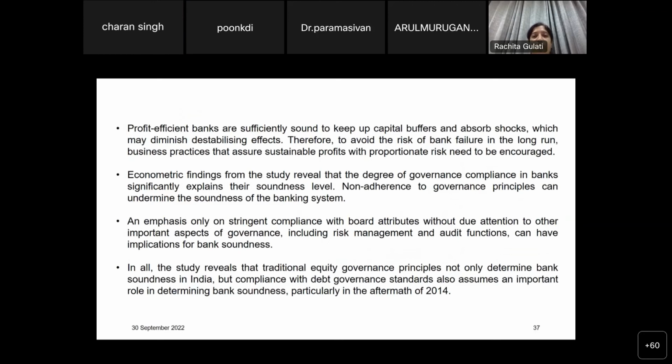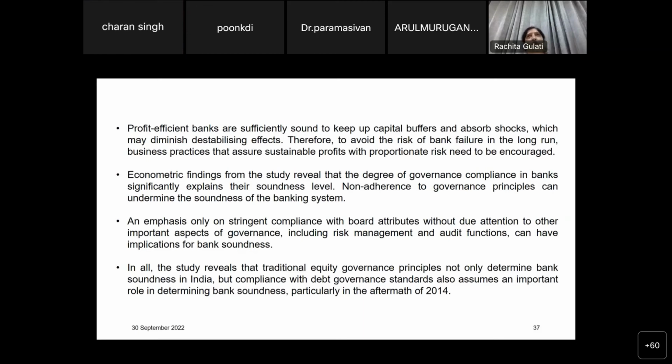Econometric findings related to the linkage between the governance and the soundness reveal that the degree of governance compliance in the banks significantly explains the soundness level, and non-adherence can undermine the stability. An emphasis only on the stringent compliance with the board attributes without due attention to the other important aspects.